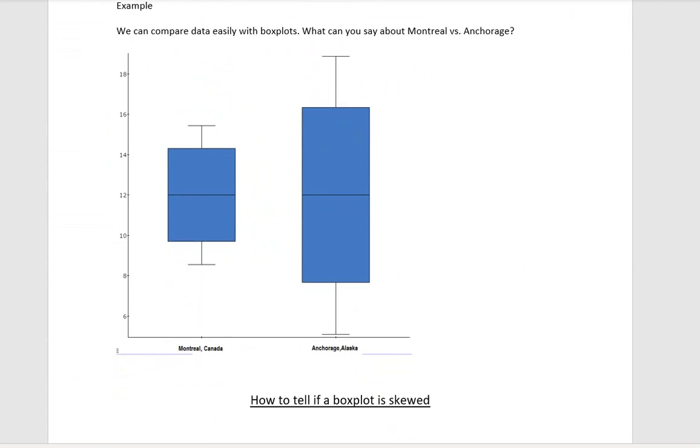All right. They do make it a little bit easier to compare two things quickly. So if we look at Montreal, Canada versus Anchorage, Alaska, and the amount of daylight hours, what we can see is that they both have the same median, but we can see that Alaska has more variation.